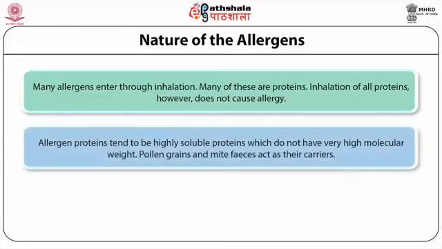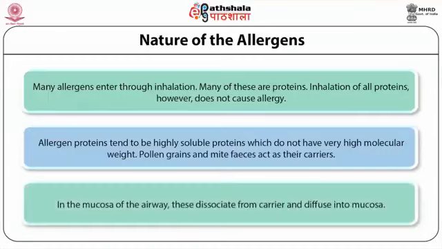Allergen proteins tend to be highly soluble proteins which do not have very high molecular weight. Pollen grains and mite feces act as their carriers. In the mucosa of the airway, these dissociate from carrier and diffuse into mucosa. The features of the inhaled allergens that promote the priming of Th2 cells that drive IgE responses also involve their stability.